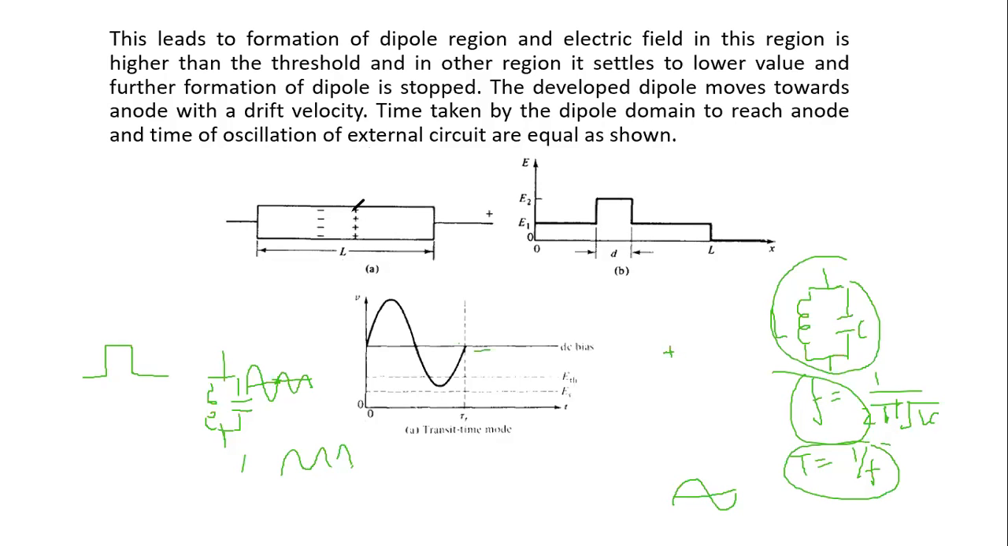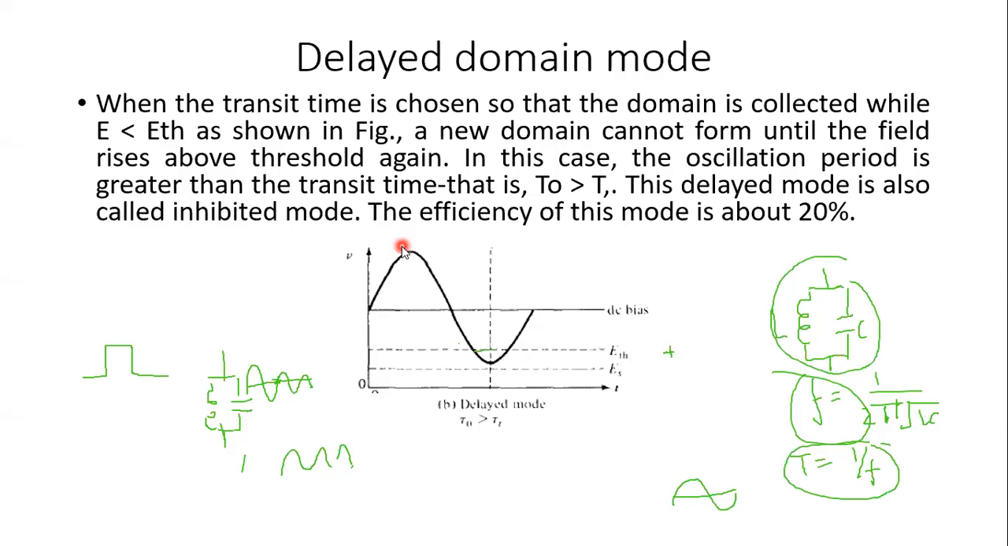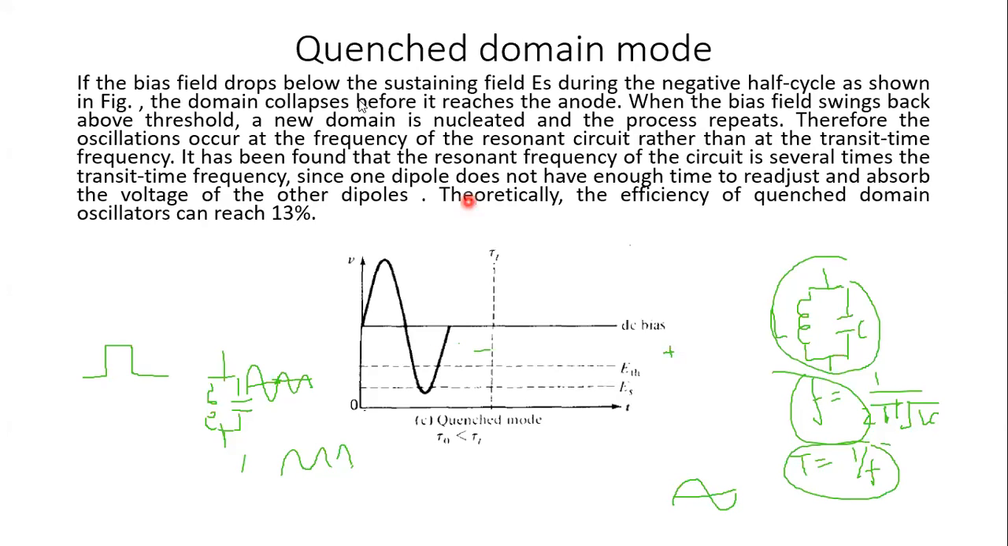Now the same concept is used for different modes of oscillation. Here, the frequency depends on the transit time period, but it may happen that you want to operate your oscillator at a smaller frequency or larger frequency. Then what is going to happen? So that's why there are two other modes. One is called the delayed mode, and another is called the quench mode.